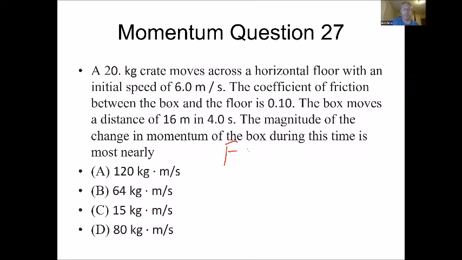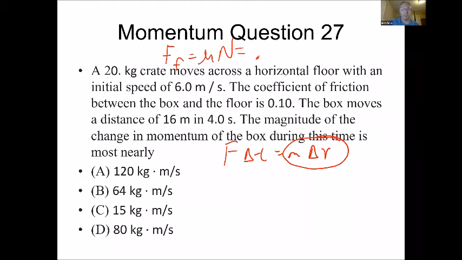So again, let's go to this equation. This is change in momentum. Essentially, if we can find the impulse, we know our change in momentum. Impulse is force over time. In this case, the force that's causing the change is the frictional force. We know that frictional force is equal to mu N. Since we're on nice flat ground, the coefficient of friction is 0.10, and the normal force is just the weight. So let's take 20 kilograms times 10 meters per second squared.